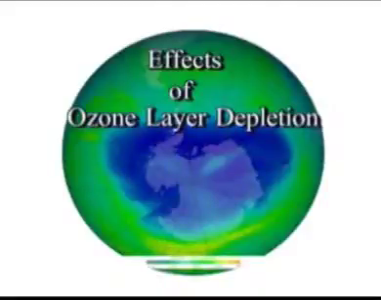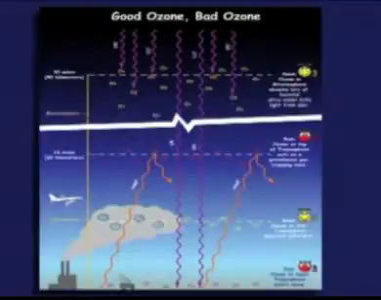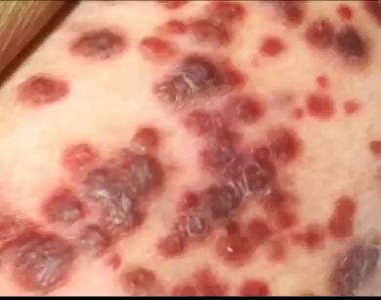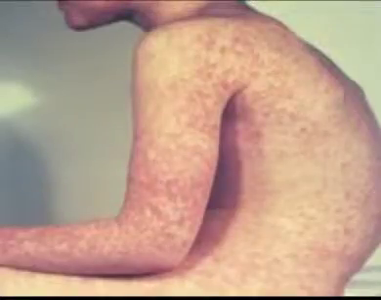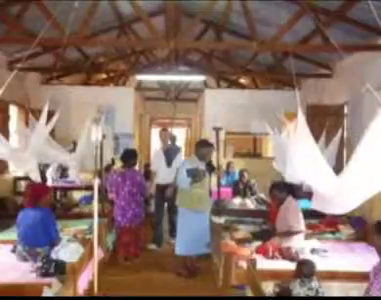Effects of ozone layer depletion. UV rays reach the earth and cause skin cancer or sunburn. About 2.2 million cases of skin cancer occur every year in the world. Diseases like measles, chickenpox and malaria increase.